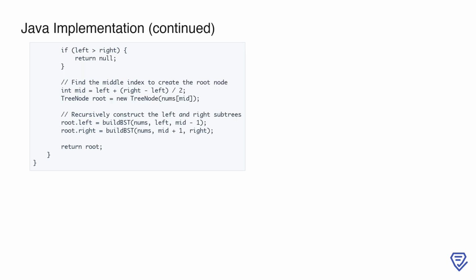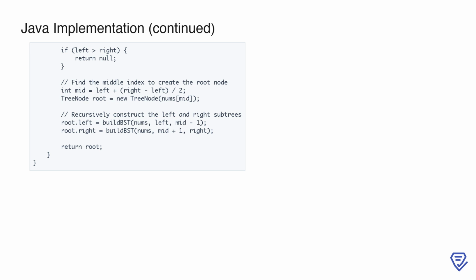If the left pointer exceeds the right pointer, it means there are no elements left to process in the current range, so we return null. Next, we calculate the middle index of the current range using the formula left plus (right minus left) / 2. This ensures that the tree remains balanced as we select the middle element to be the root of the current subtree. We then create a new tree node with the value at the middle index.